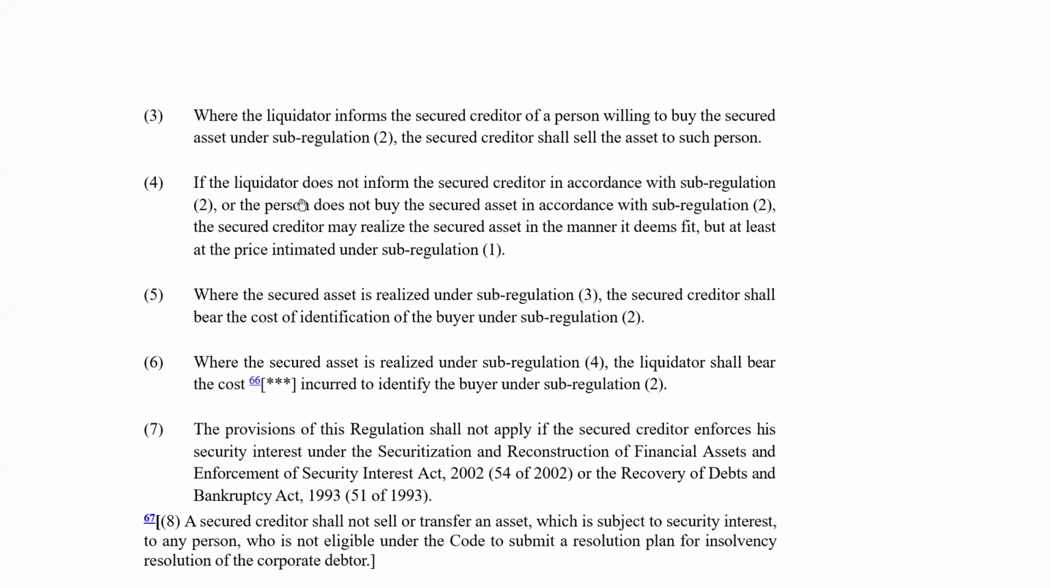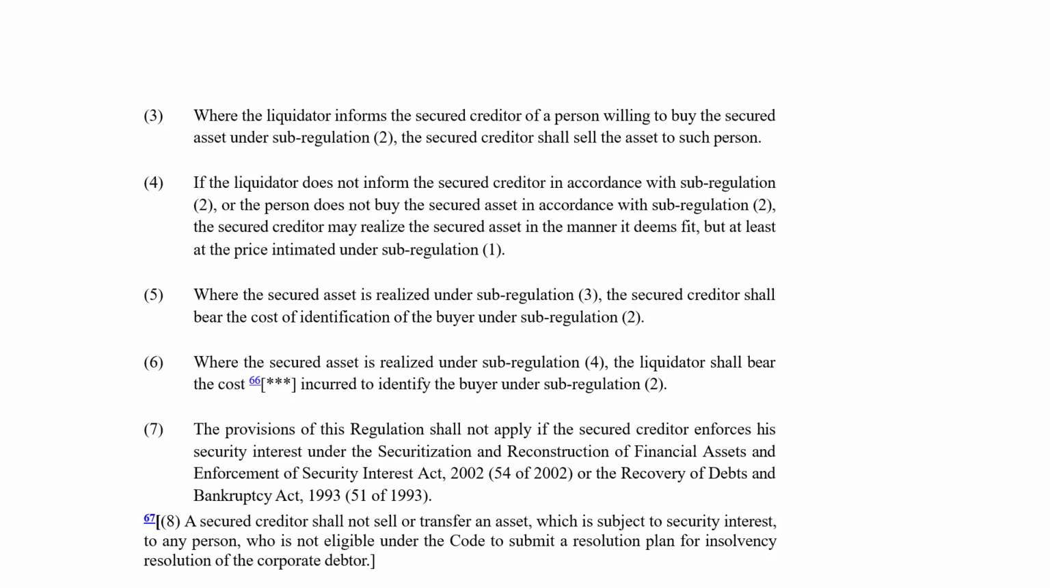Now point number 4. If the liquidator does not inform the secured creditor in accordance with... Yes, please. Just one question. Yes, yes. Normally in the valuation, we used to have a Swiss rule method. I mean, suppose the secured creditor will give a second chance to reduce the price and can accept something. Is it allowed here also like that? No. Normally, the process of auction is allowed. So normally, these assets are sold through public auctions in order to maintain transparency.